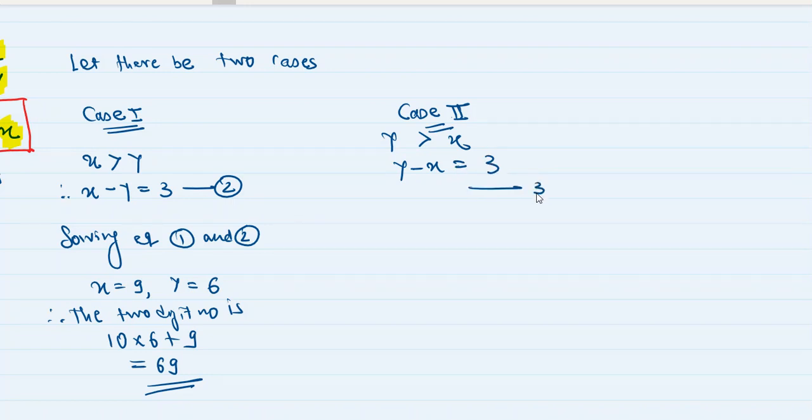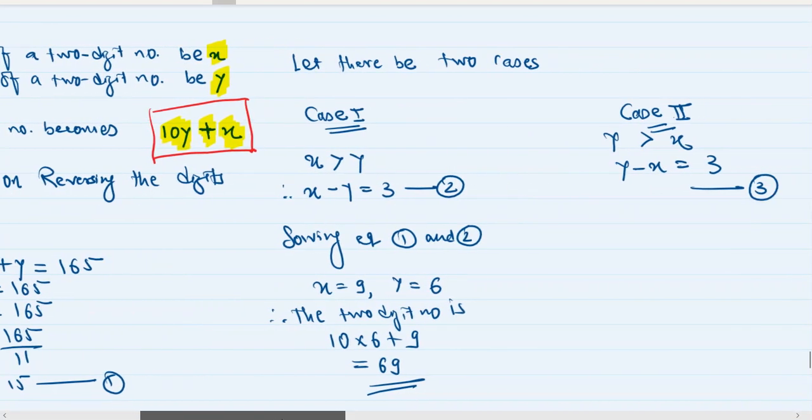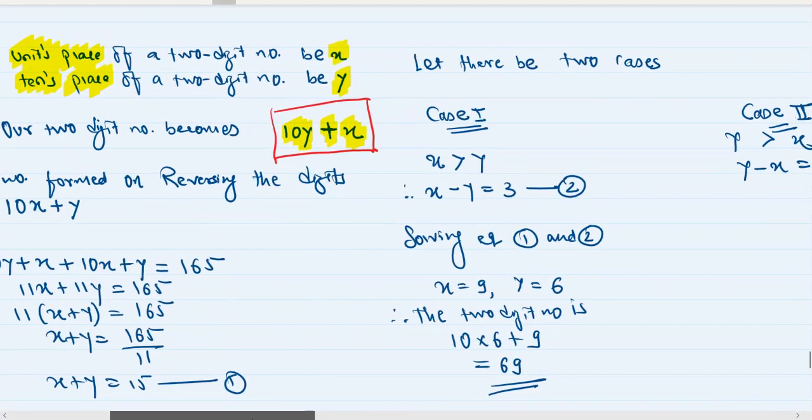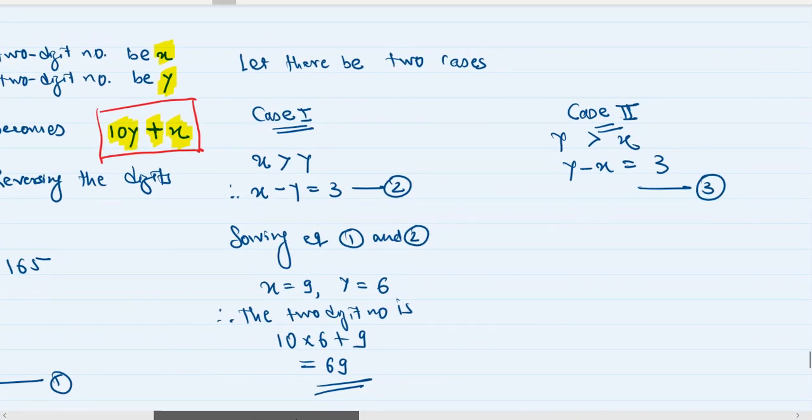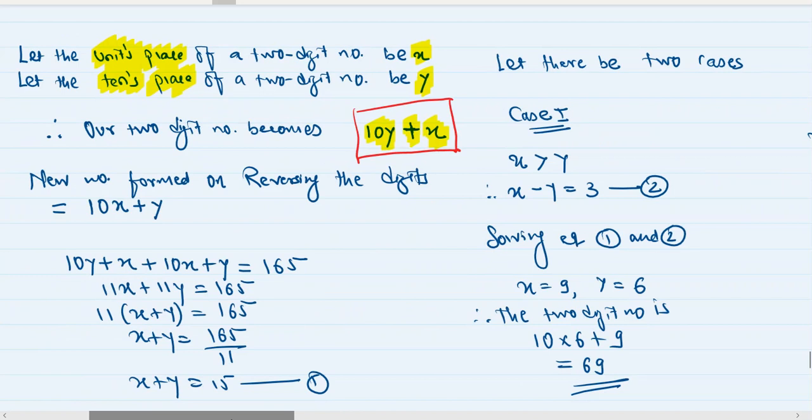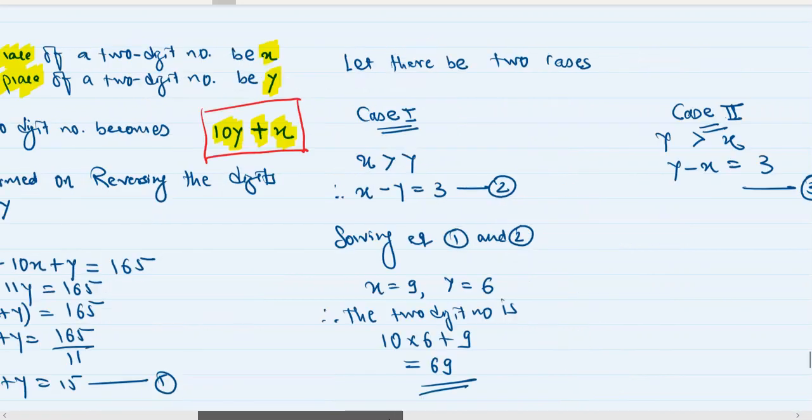Now this is the third equation. Now I want you to solve equation number 1 and 3. Equation number 1 is x plus y is 15 and y minus x is 3. So if you solve this equation, you will get the value of x as y minus 3. So in the place of x, if you put y minus 3, it will become 2y is equal to 15 plus 3, that is 18, and y will be equal to 9. If y is equal to 9, then x will be 6.